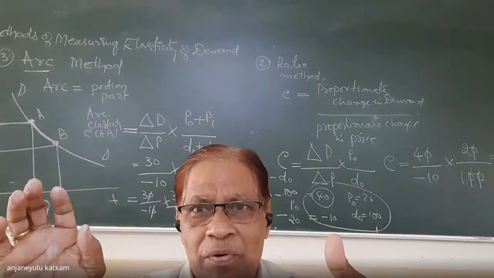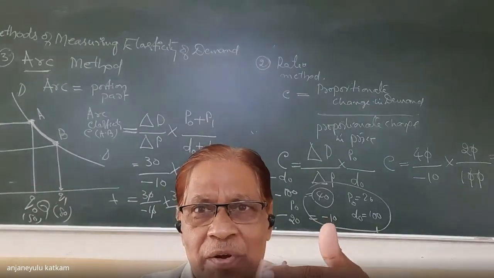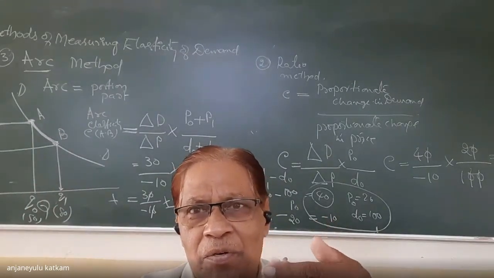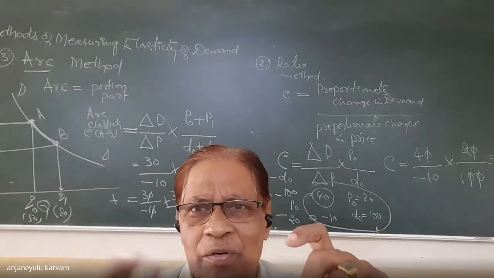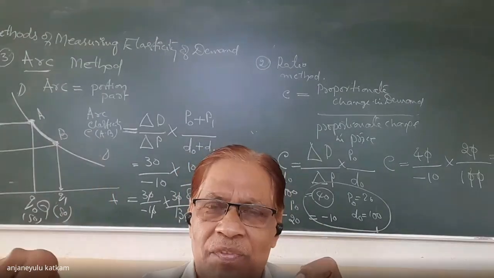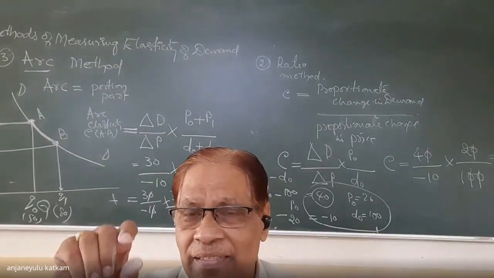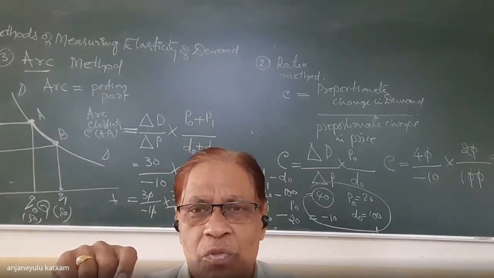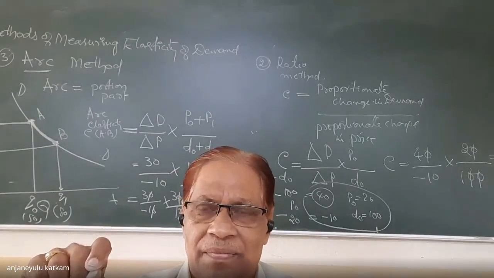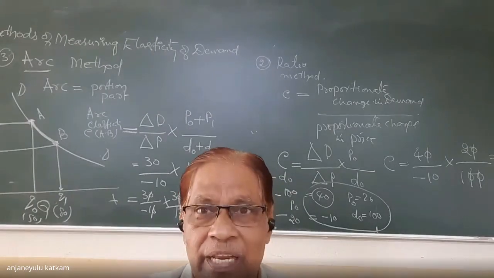People do not bother about whether the price of the matchbox is 1 rupee or 2 rupees or 3 rupees or 4 rupees, 5 rupees. They don't bother. They will buy the same quantity. So if the price level is less, elasticity is also very less. And this is about the level of the price also.